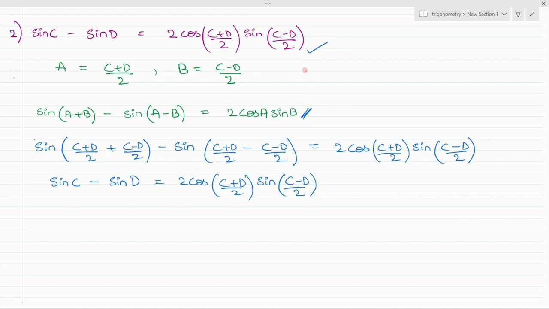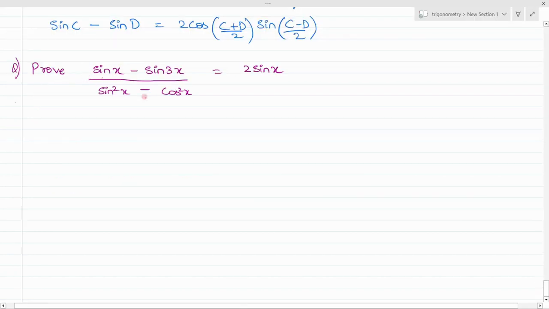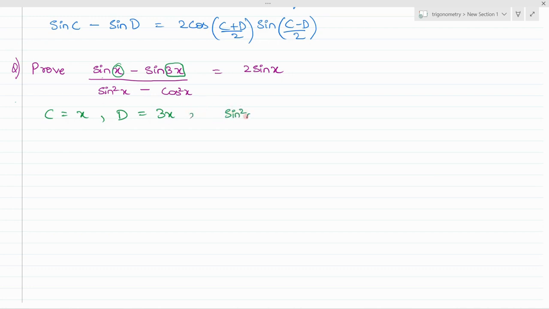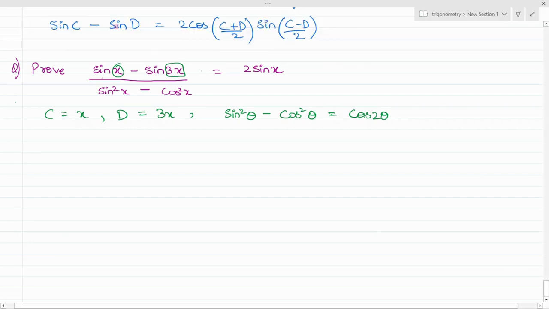So let's see an example, where to use these formulas in questions. In this question, we need to prove LHS is equal to RHS. Here, this is in the form of sin C minus sin D, where C is x and D is 3x. And if you observe the denominator, it's sine square theta minus cos square theta, which is nothing but the formula of cos 2 theta, right? So just substitute the values in this formula.